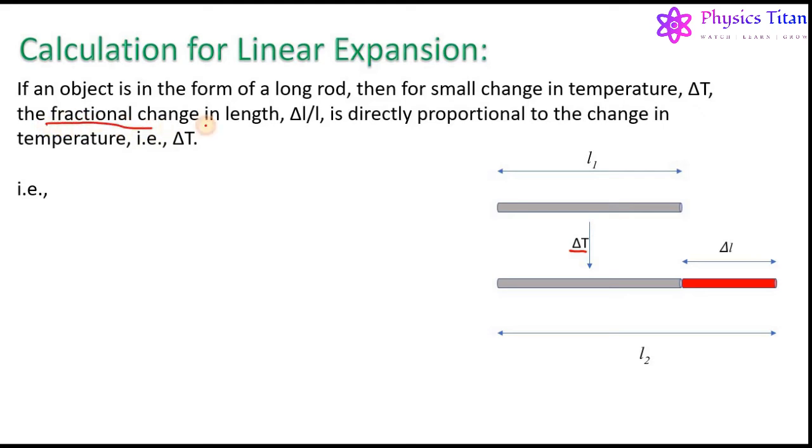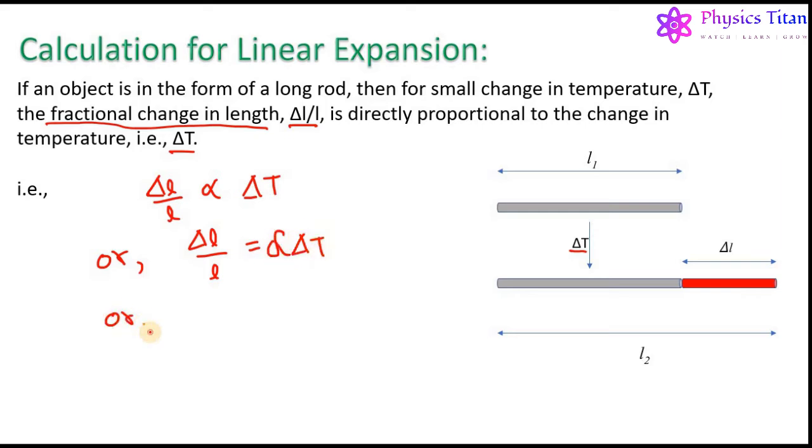Now the fractional change in length, that is delta L by L, is directly proportional to the change in the temperature, that is delta T. So delta L upon L is directly proportional to the change in temperature, or delta L by L is equal to alpha delta T, or the change in length is equal to L alpha delta T. Here alpha is the constant of proportionality, which is known as the coefficient of linear expansion or linear expansivity, and it is a characteristic property of a particular material.